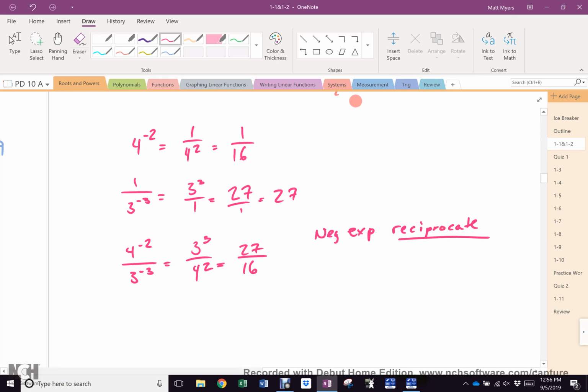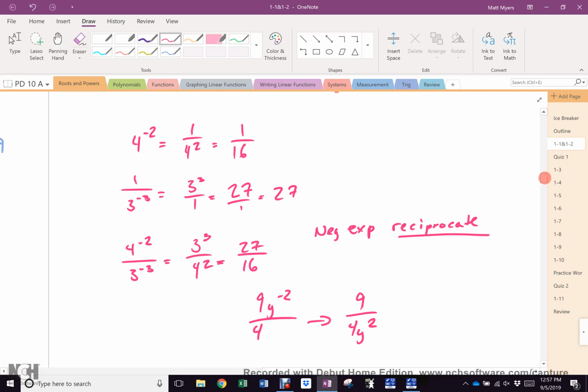All right. So, can I forget about all my other rules? No. So remember right up here, we ended up with 9y to the negative 2 over 4. What is that really? Because what's not allowed there? The negative 2. So what has to happen? It reciprocates. Does the 9 reciprocate? No. Why not? Vicky? Because the negative 2 is only attached to the y. So this is 9 over 4y squared. Is everyone good?